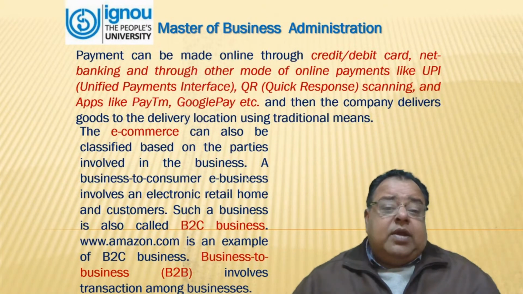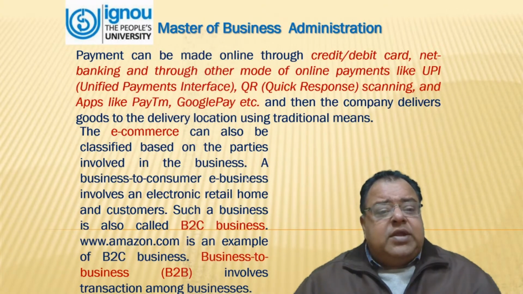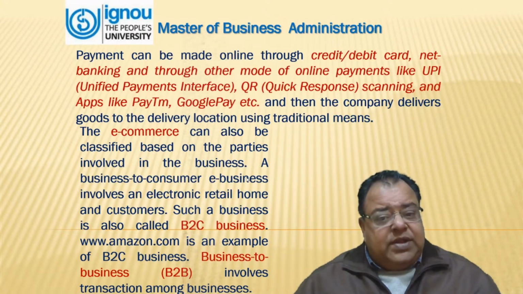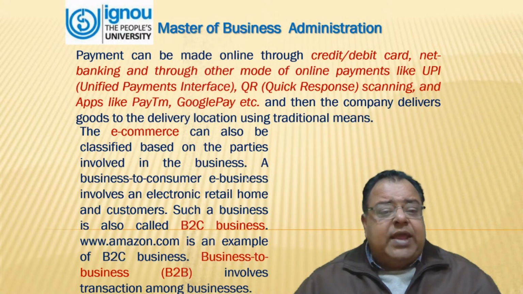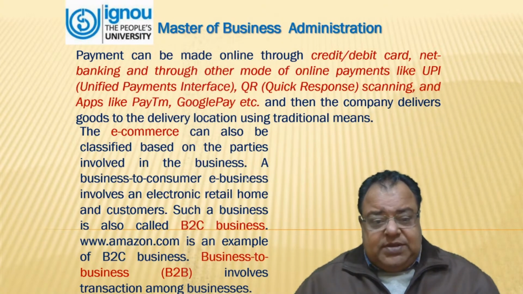Payments can be made online through credit card, debit card, net banking, and other modes of online payment like UPI, that is Unified Payments Interface, QR, that is quick response scanning, and apps like Paytm, Google Pay, etc. And then the company delivers the goods to the delivery location using traditional means.